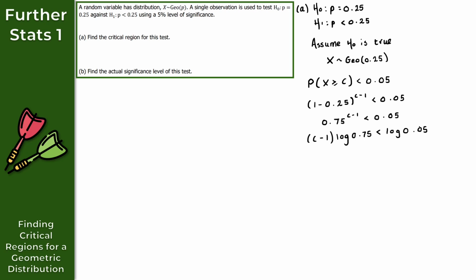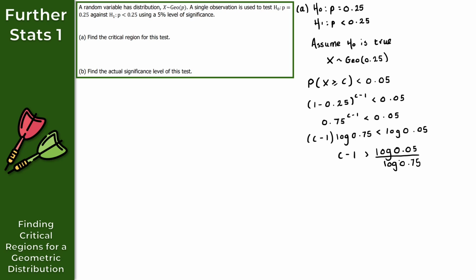Now, to get c minus 1 on its own, I'm going to divide both sides by log of 0.75. Be careful here with the direction of the inequality, because log of 0.75 is negative, so the direction of the inequality will change. So c minus 1 is strictly greater than log of 0.05 over log of 0.75.